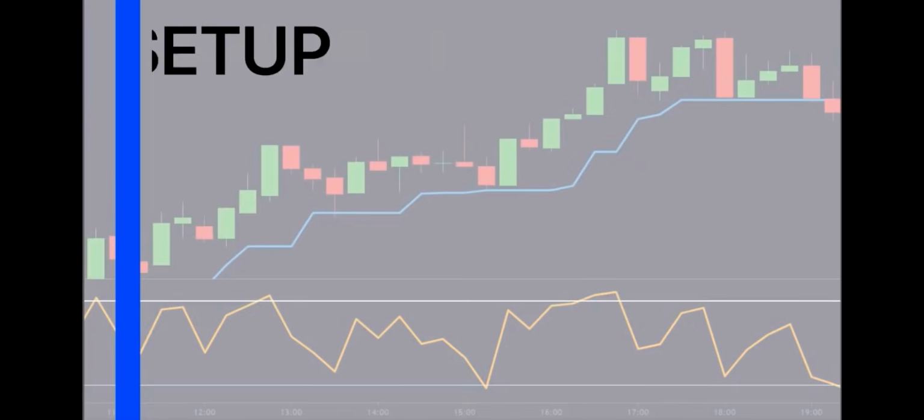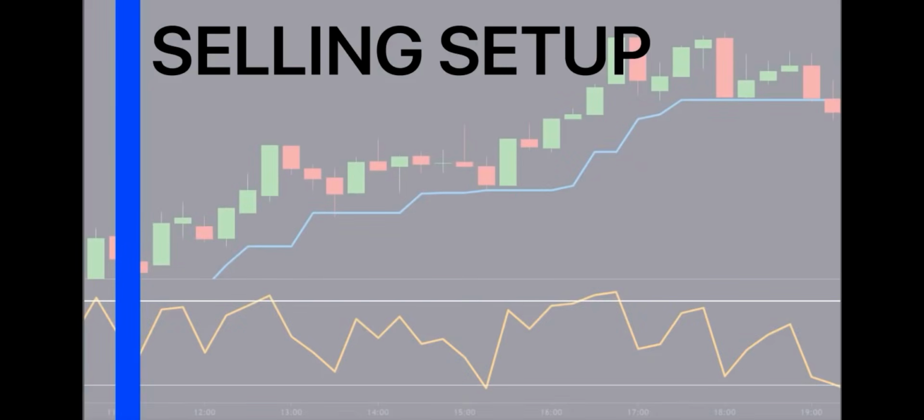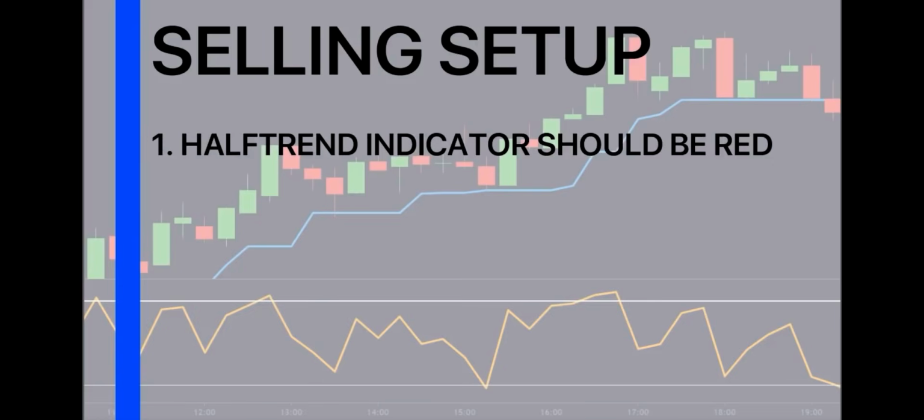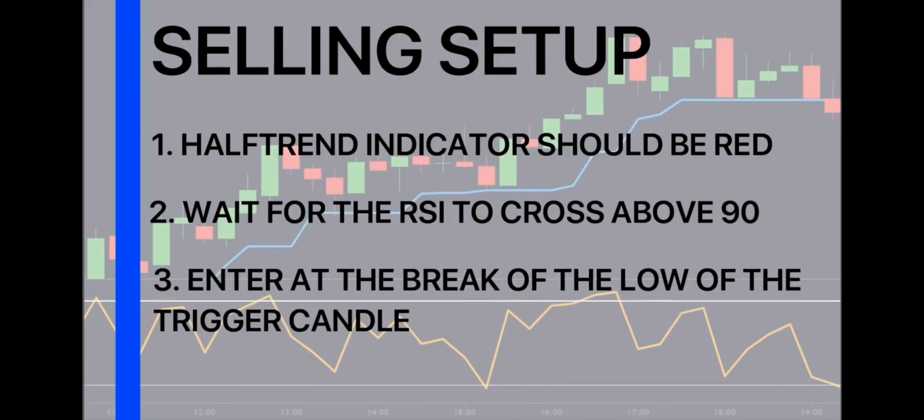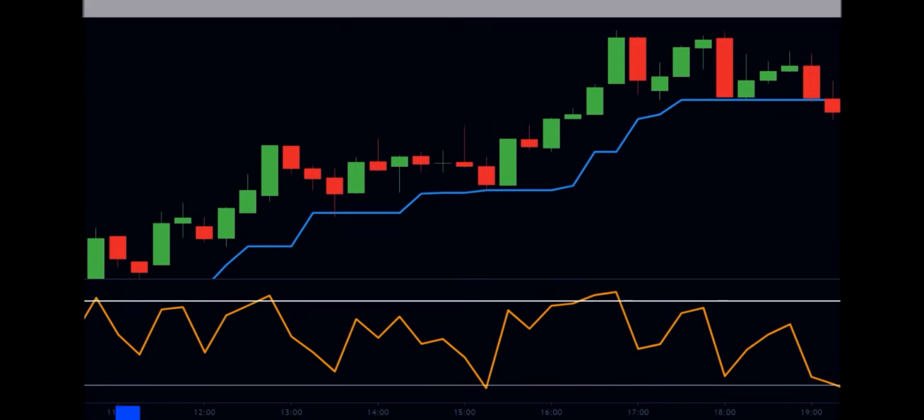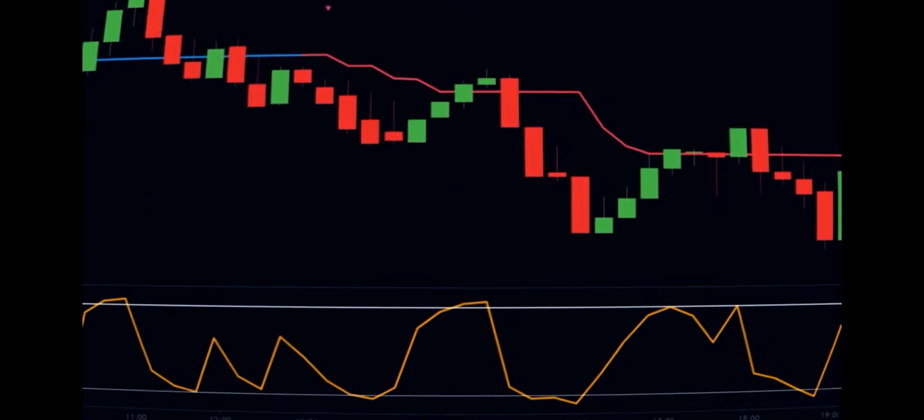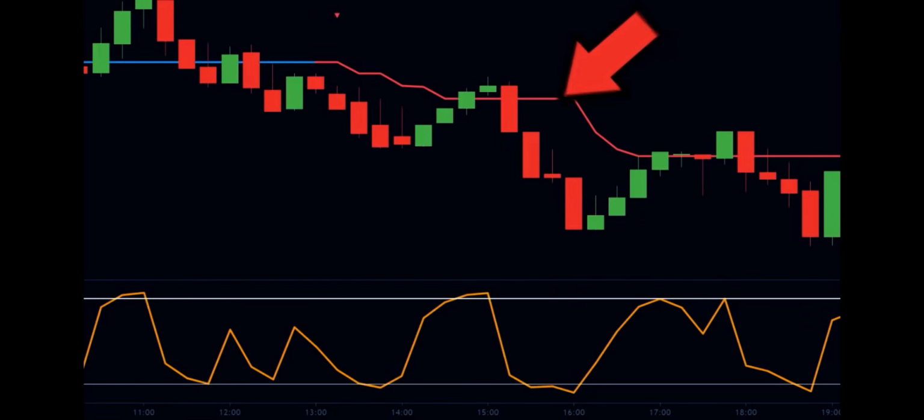Now let us look at the rules for selling. Rule number 1. The HalfTrend indicator should be red. Rule number 2. Wait for the RSI to cross above 90. Rule number 3. Enter at the break of the low of the trigger candle. Here is an example. We can clearly see that the HalfTrend is red.